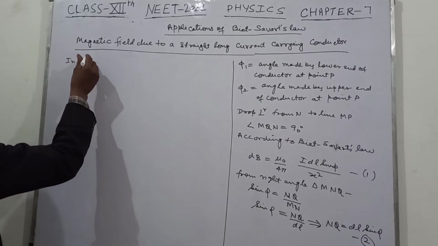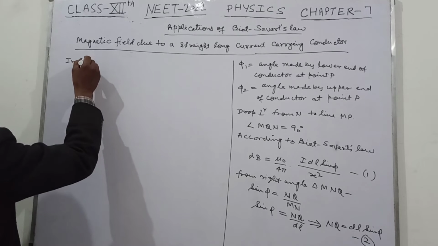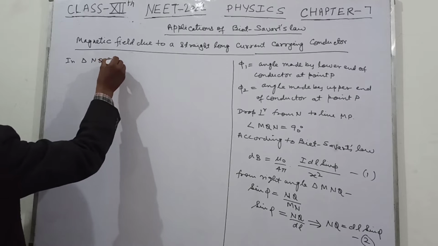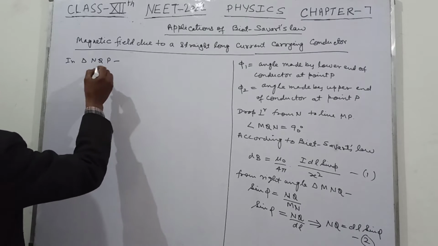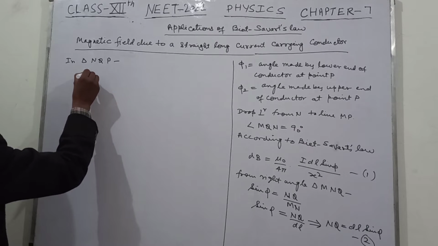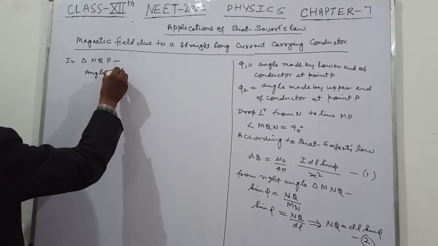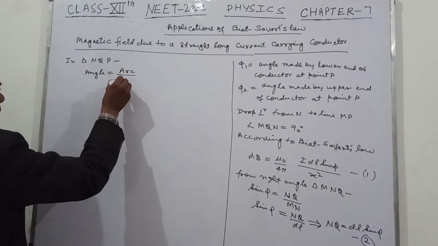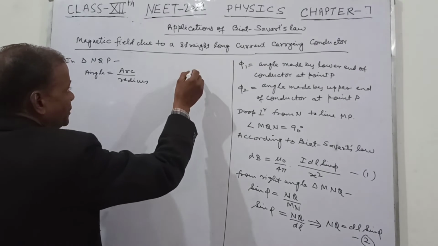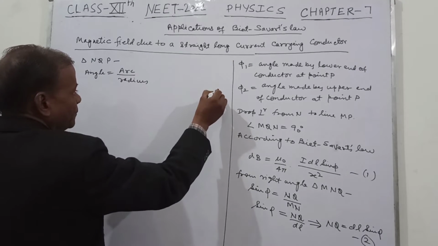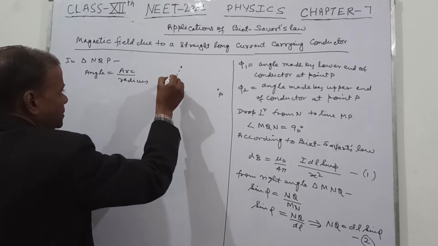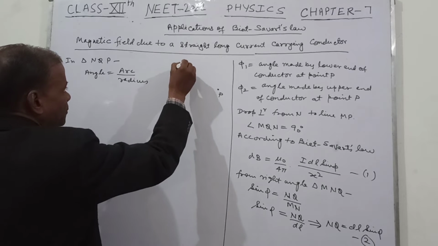In triangle NQP, what we have? This d phi angle is equal to arc upon radius. We can suppose that this is the point P, and this is your N, and this is your point Q.